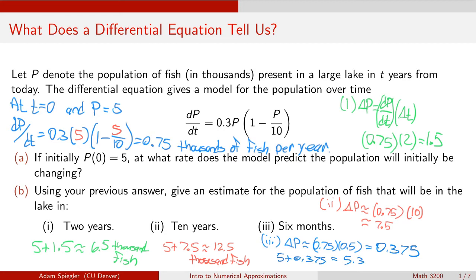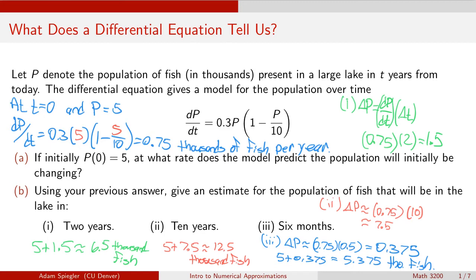So this approximation would be 5.375 thousand fish, and that would be our approximation for 6 months from now. And so a lot of these ideas should sound familiar from calculus, and that is we can use derivatives to approximate values in the future.